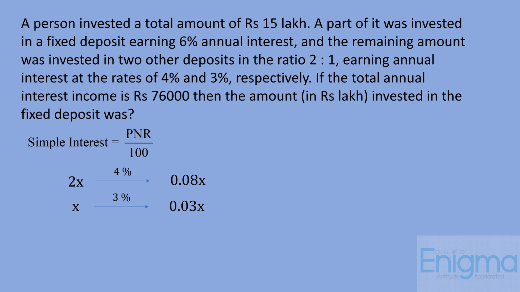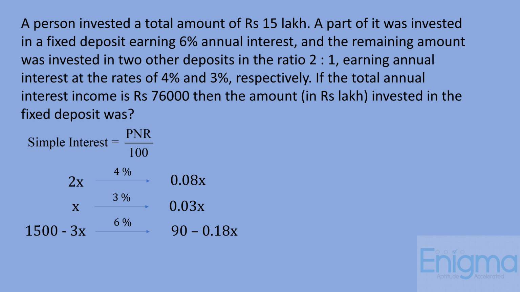Now the total interest is given in thousands, that is 76,000. So we will convert lakhs to thousand. So 15 lakh is nothing but 1500,000. So writing all the values in terms of thousand, we will have 1500 minus 3x. This amount is deposited at 6%. So the interest earned on this amount will be 90 minus 0.18x.